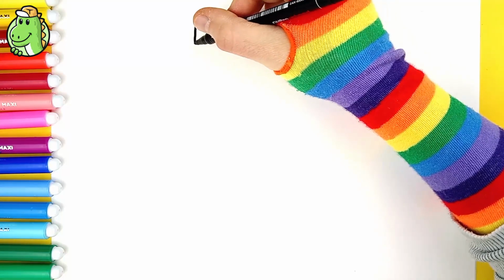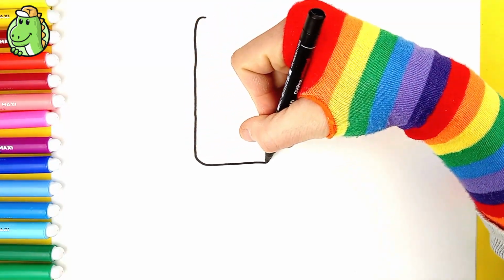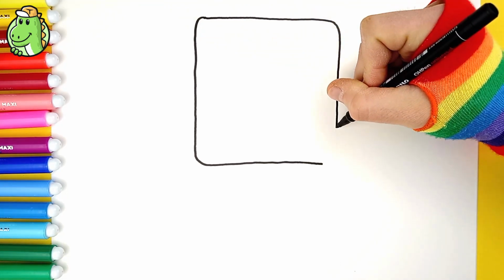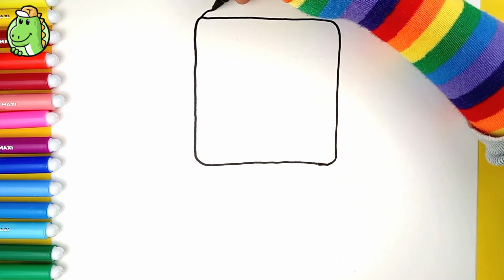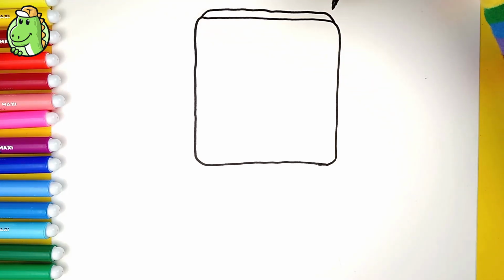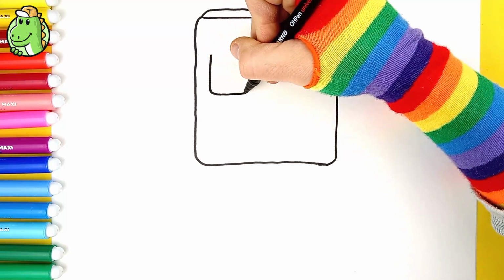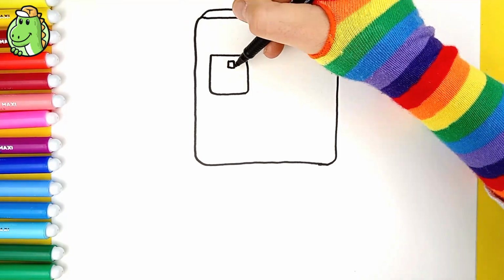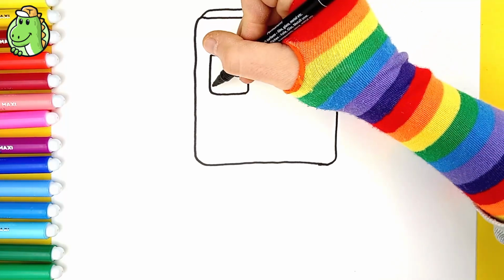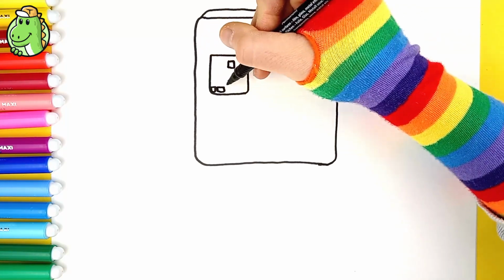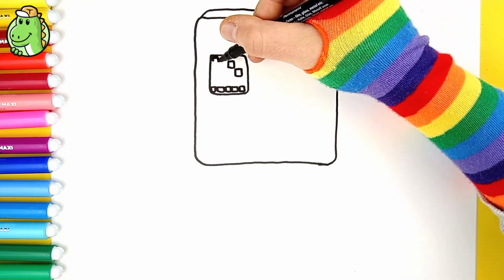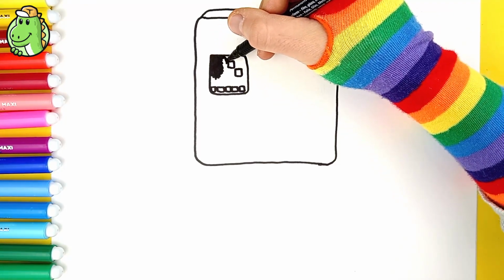Let's start drawing! I start with the shape of his head. Then I draw his two square eyes. And I decorate them like this. Be careful while you play Minecraft, because the creeper can explode.